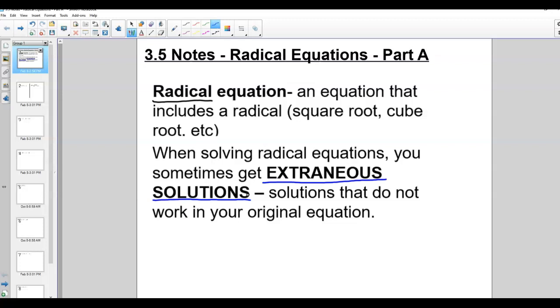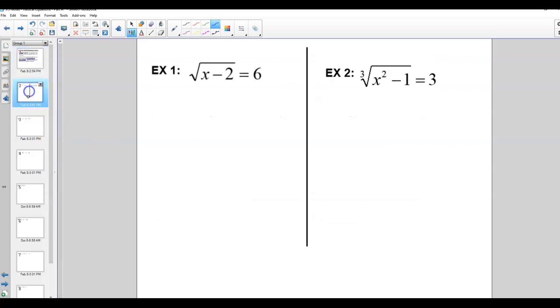So we talked about extraneous solutions just a little bit whenever we were looking at rational equations, and they were fairly rare. We didn't see them in a lot of problems. However, you're going to see extraneous solutions often with radical equations, so it's going to be really important that you always check your answers. So let's begin.